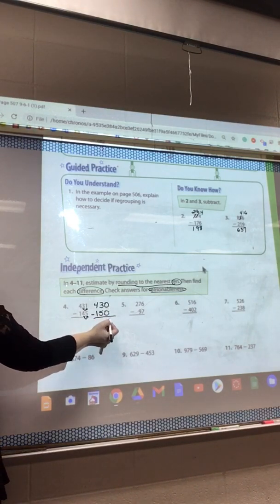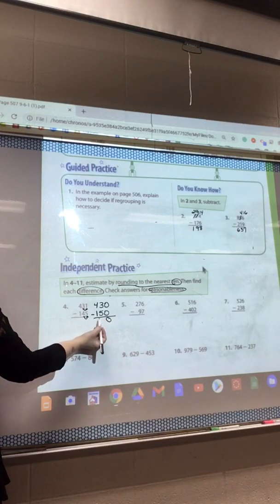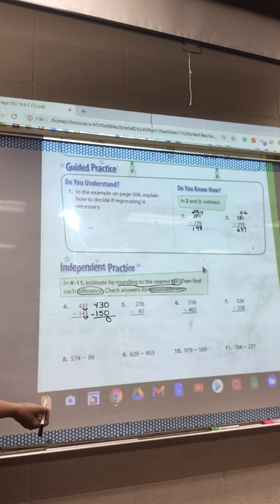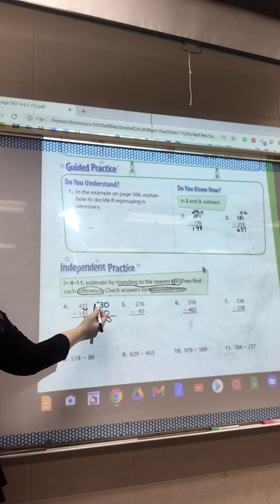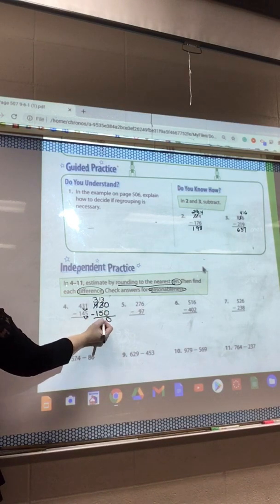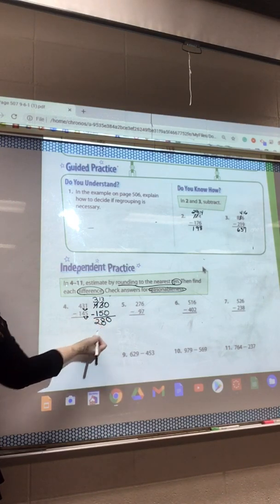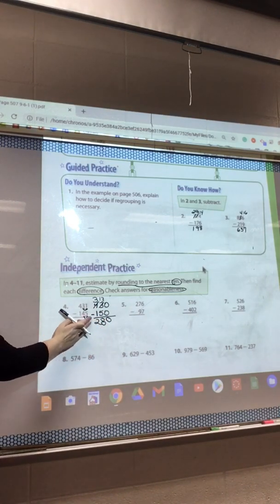0 minus 0 is? 0. Uh-oh, can I do that? No. I can't take stuff from there. So I gotta go over to the hundreds and take one of these $100 bills. I'm gonna turn it into some tens. Now I have 10 $10 bills plus 3 $10 bills gives me 13. 13 minus 5 is 8, and 3 minus 1 is 2. Okay, if you use your pencil, you can erase your little arrows now.